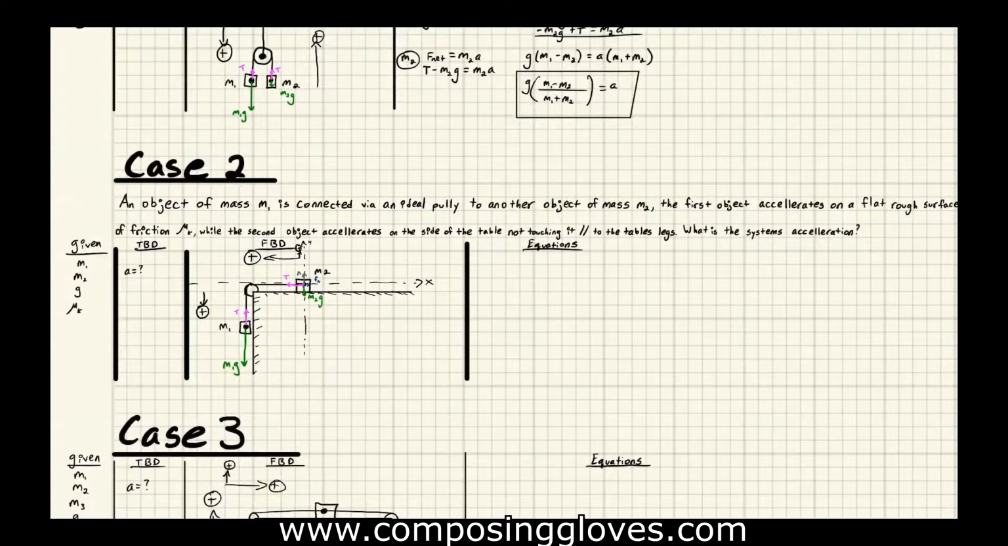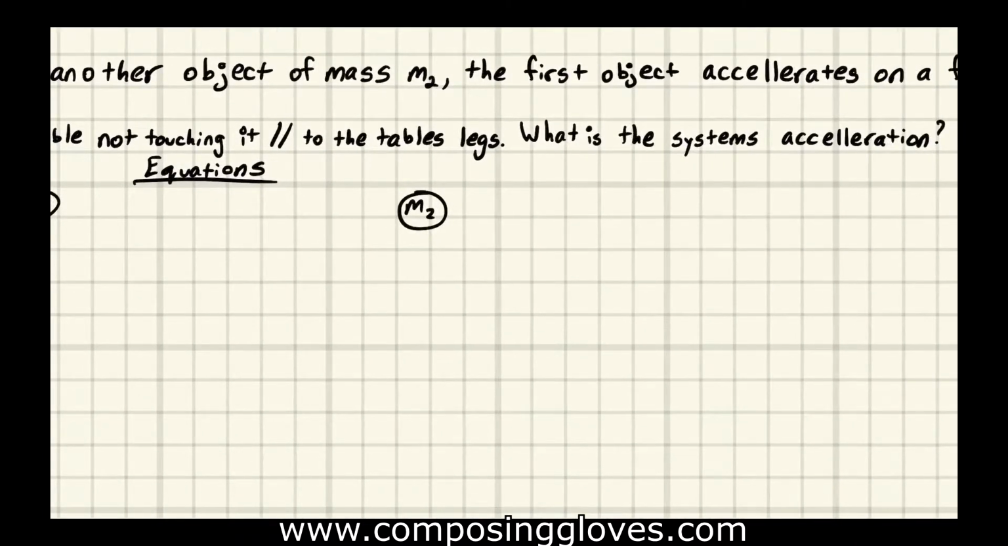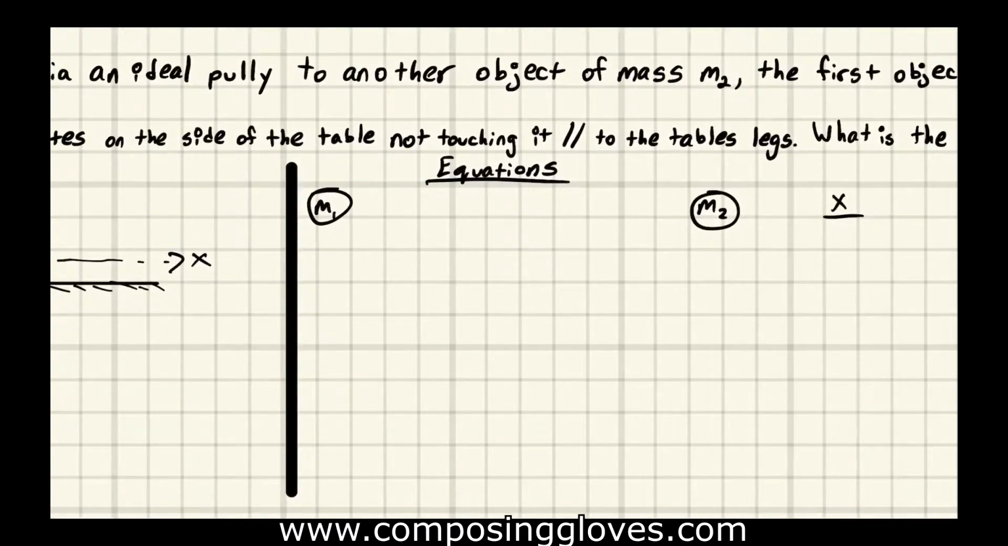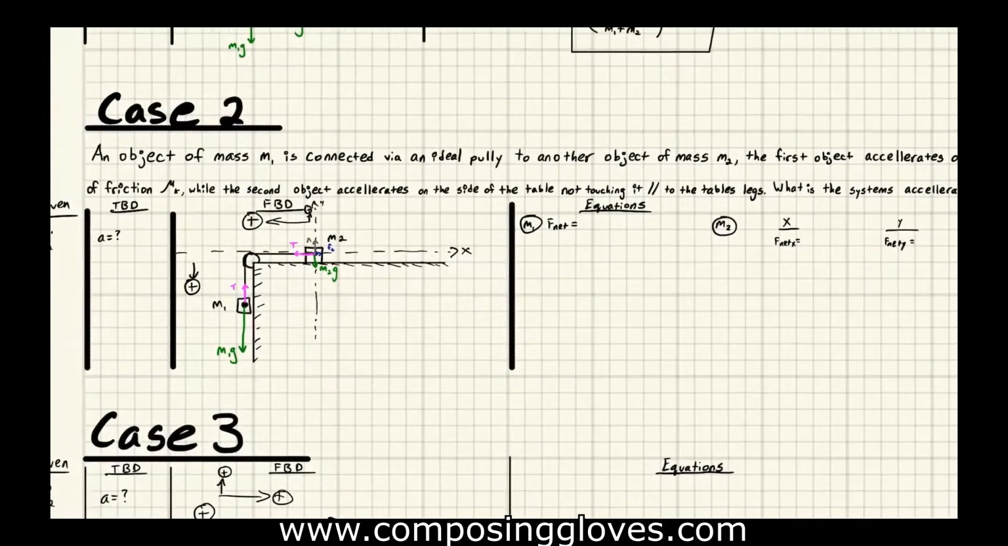Now we're going to go over to our equations. Now on our equations, we've got a mass 1. And we have a mass 2. On our mass 2, we have an x and we have a y. And all three of these are going to have an F net, right? So we have F net equals F net. Oh, let's do these over here. This is F net x. And this is F net y. Okay. So we have F net.